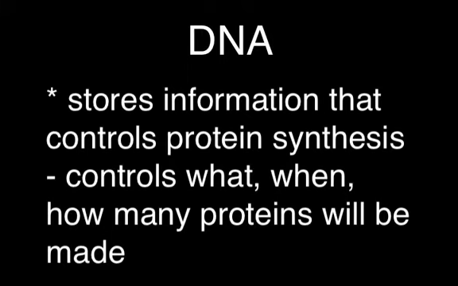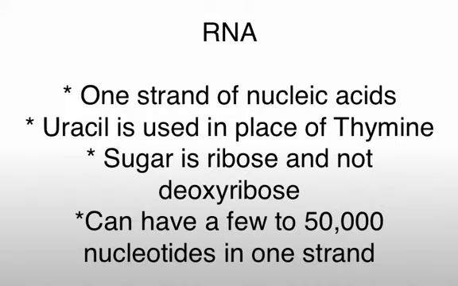RNA is similar to DNA with some important differences. First, RNA consists of only one strand of nucleic acids, which means there is only one strand of nucleotides linked together through dehydration synthesis. The other difference is that thymine is not one of the bases on RNA. Uracil takes the place of thymine on an RNA molecule. And lastly, the sugar in the nucleotide is a ribose sugar and not a deoxyribose sugar. RNA may have anywhere between just a few nucleotides to up to about 50,000 nucleotides in its strand.